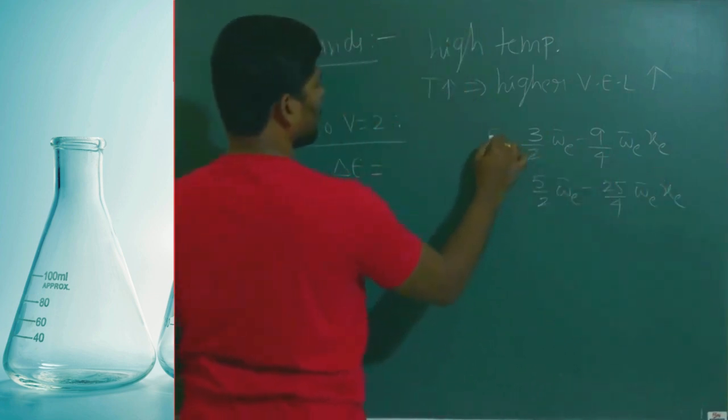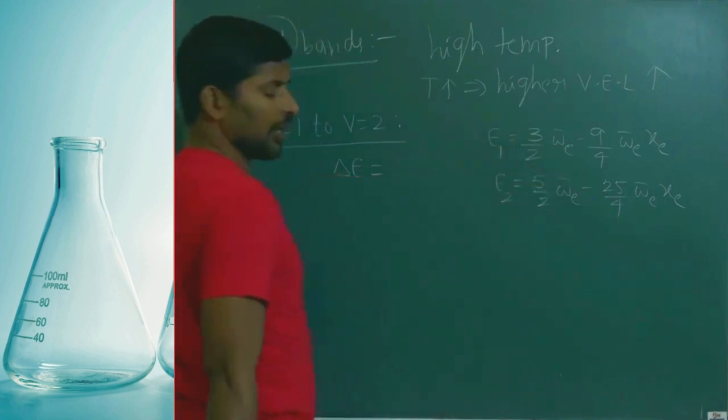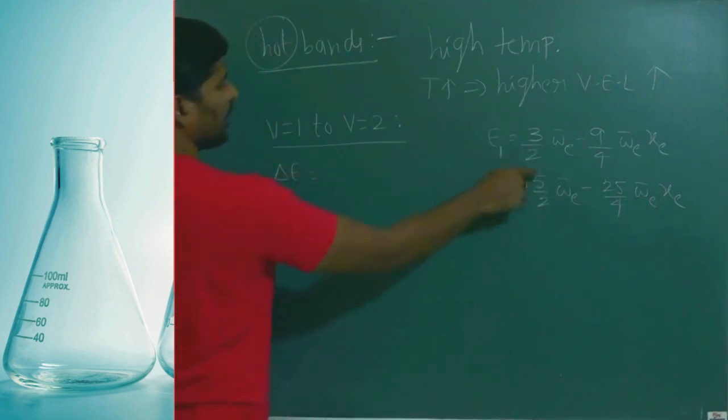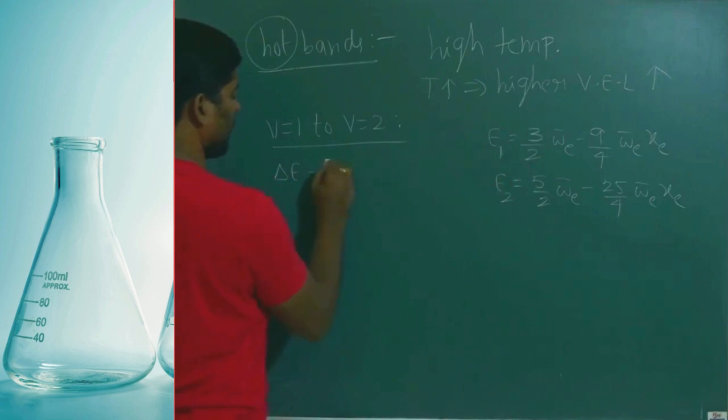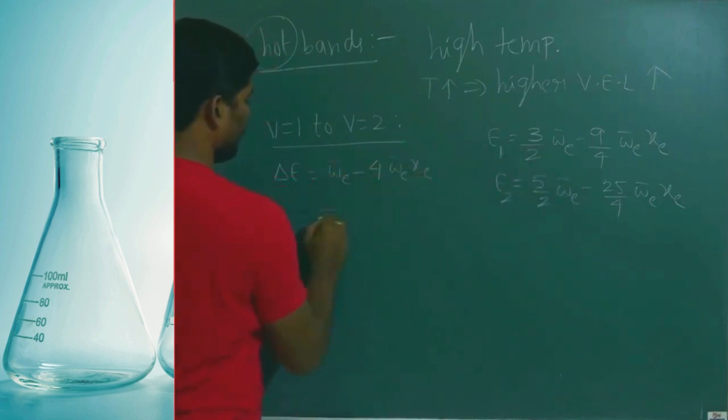This is E2 and this is E1, with V plus 1 by 2 as we have. So E2 minus E1, what did we get? 5 minus 3, that is 3 by 2 by 2, giving omega bar E minus 4 omega bar E XE. So, if you take omega bar E common, we get omega bar E into 1 minus 4 XE.